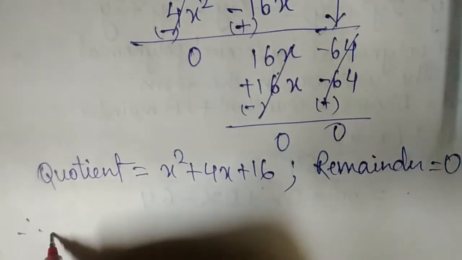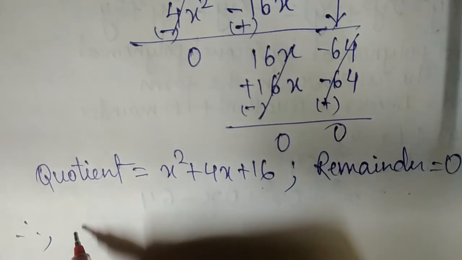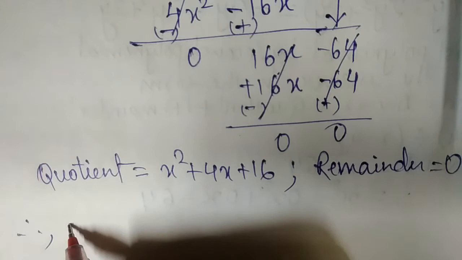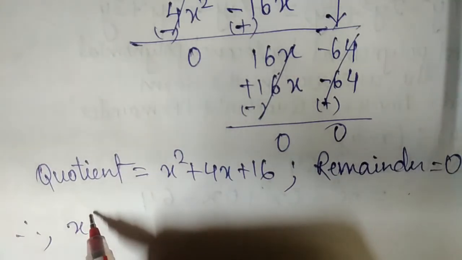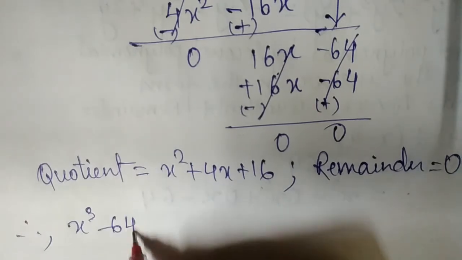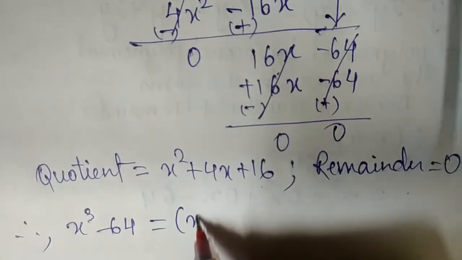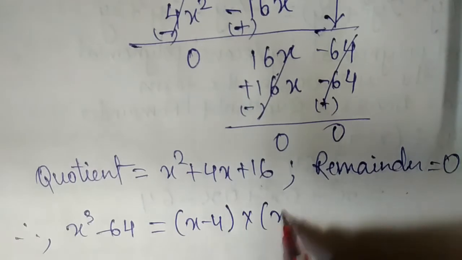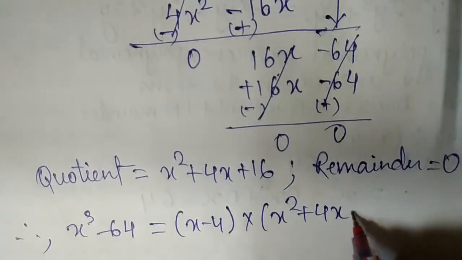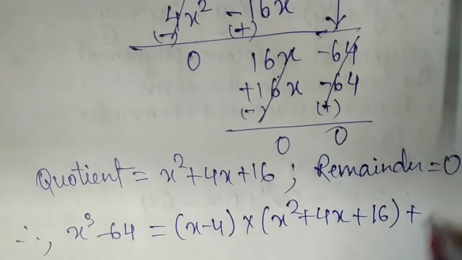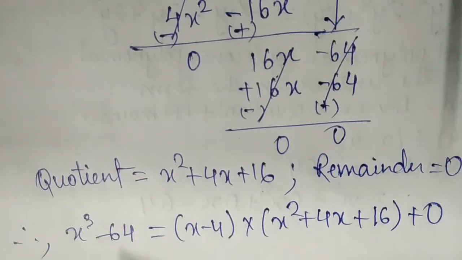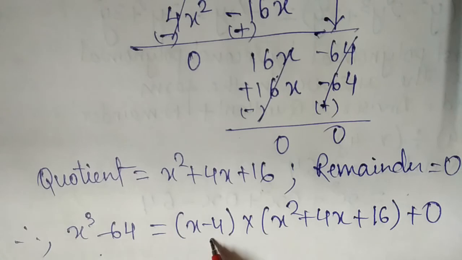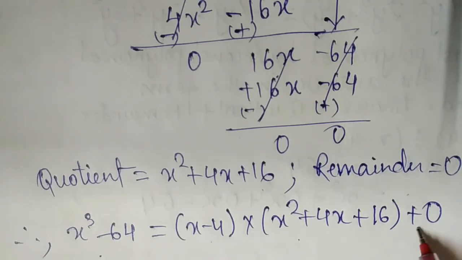So we have to write in the formula, that is dividend equals to divisor multiply quotient plus remainder. So first dividend we will write it. So x cube minus 64 equals to x minus 4 multiply x square plus 4x plus 16 plus remainder is 0. So in this form you have to write. So dividend equals to divisor multiply quotient plus remainder.